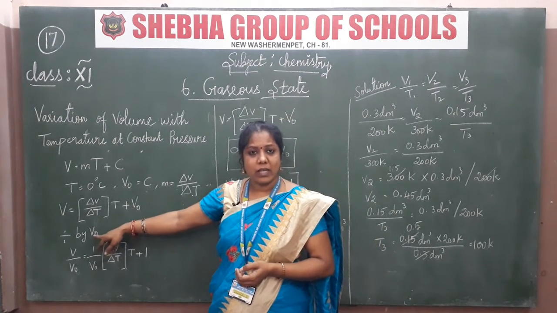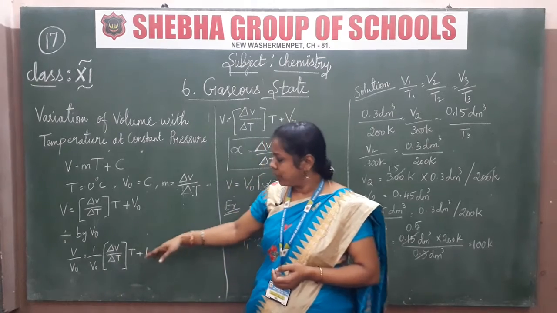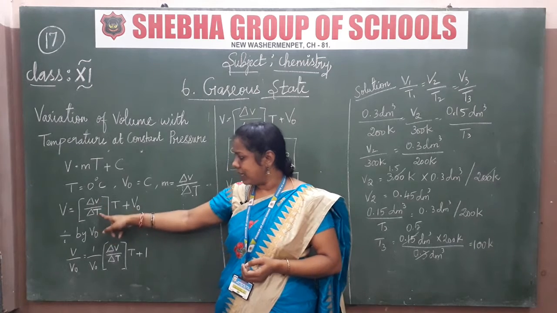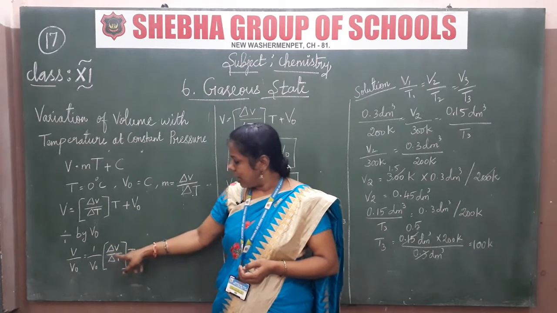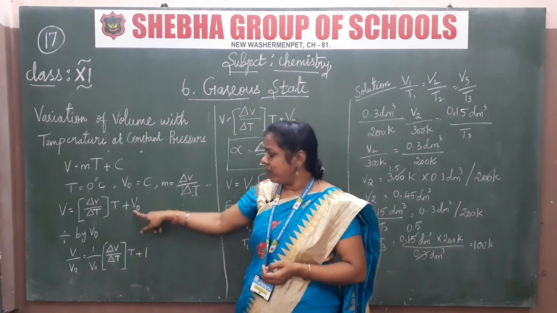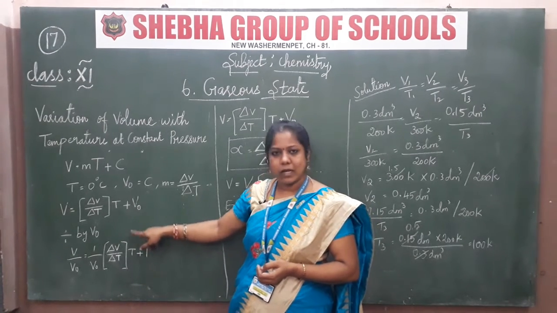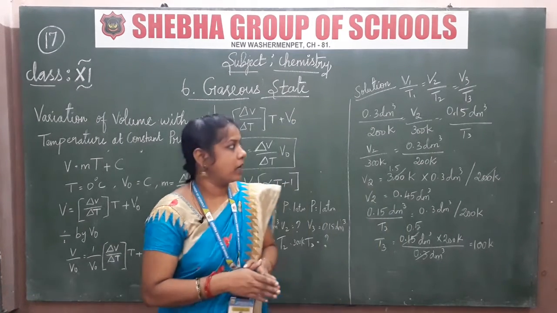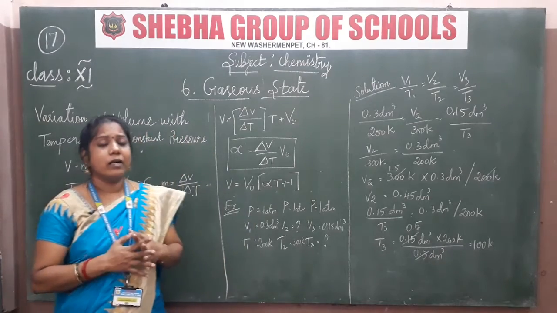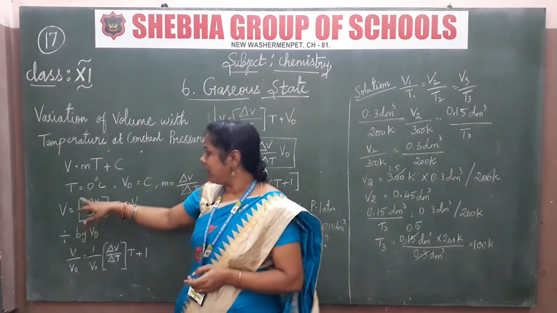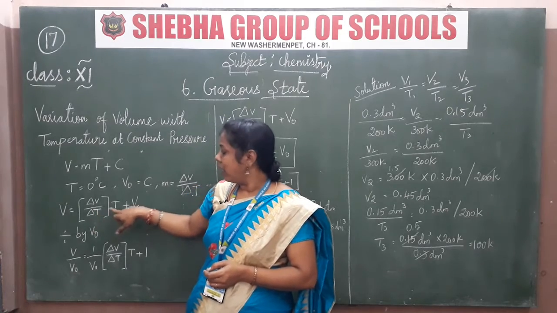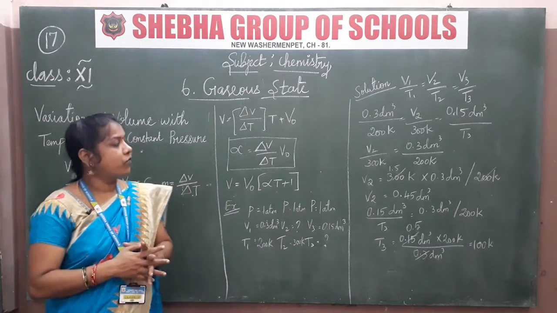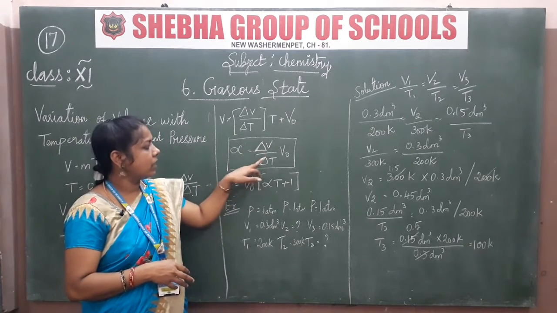Divide both sides by V naught. So V by V naught, and then 1 by V naught for the delta V by delta T, times T, plus V naught by V naught, which obviously cancels, remaining 1. So this is the last step of this concept, and then we can write the previous formula as V is equal to delta V by delta T times T plus V naught. We can also write alpha, that is delta V by delta T V naught.